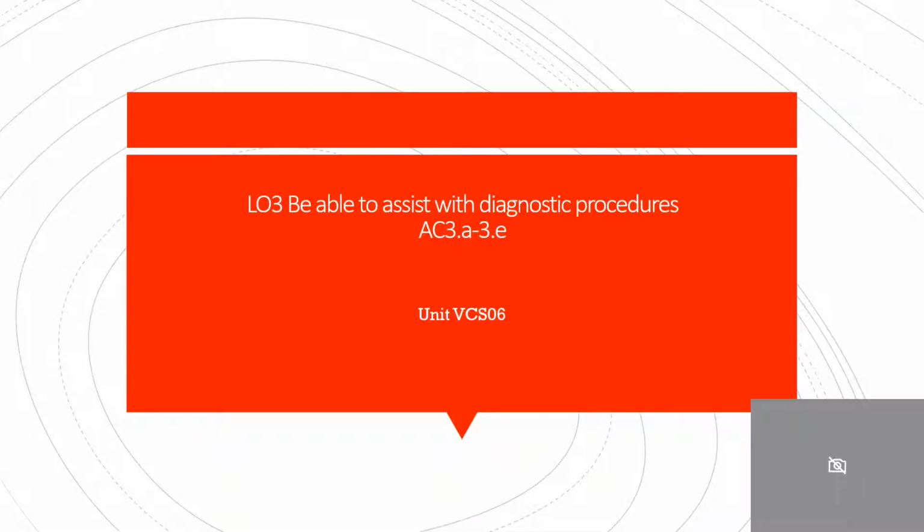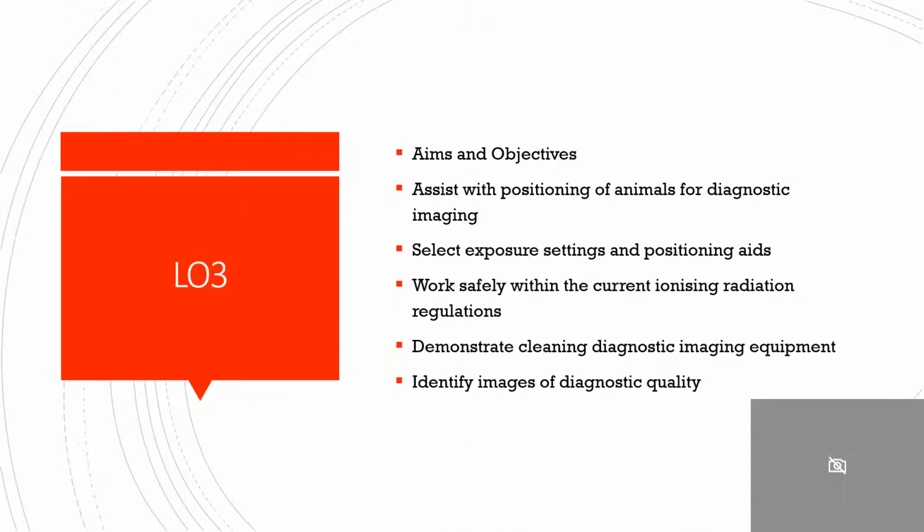Learning outcome 3, be able to assist with diagnostic procedures, assessment criteria 3A to 3E. Learning outcome 3, aims and objectives. Assist with positioning of animals for diagnostic imaging, select exposure settings and positioning aids, work safely within the current ionising radiation regulations, demonstrate cleaning diagnostic imaging equipment, and identify images of diagnostic quality.